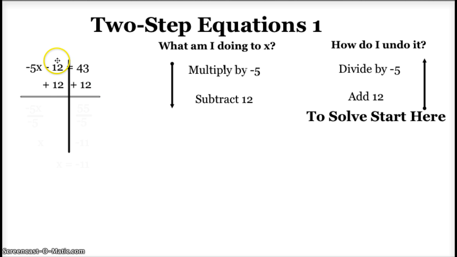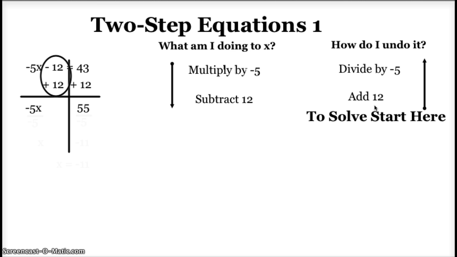Well, if I have positive and negative 12, that just makes 0. So I'm going to be just left with negative 5x on the left-hand side of the equation. On the right-hand side of the equation, I have 43 and 12. When I combine those, I'm going to have positive 55. So now I've done the add 12 part of my game plan.